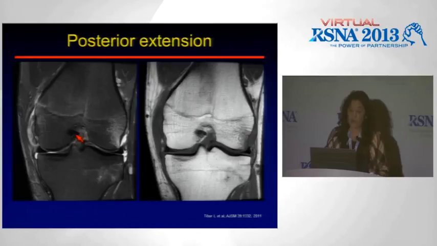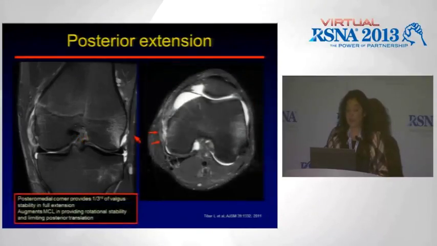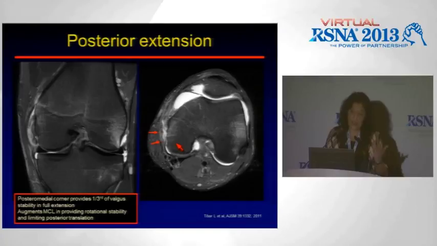Now let's go behind the medial collateral ligament and we'll look at the posteromedial corner structures. When you see an MCL tear, you want to go over to your axials and use that and figure out where the tear is extending. Just like when you see a slap tear, you look and see where it is extending. So this posteromedial corner is important for providing stability against valgus, especially when the knee is in full extension.